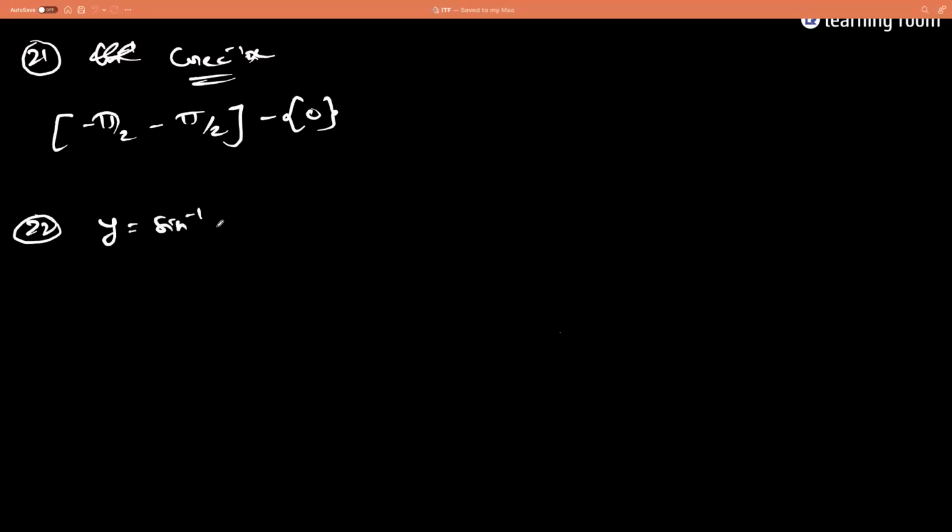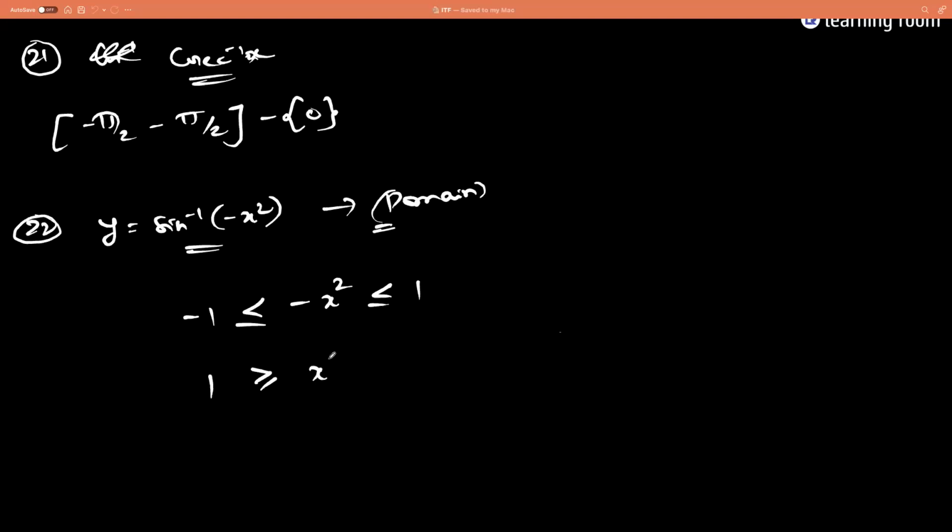22nd. Y is equal to sine inverse of minus x square, domain of this function. So what should I do? Minus x square should be less than or equal to 1, greater than or equal to minus 1. Am I right? Now, what should I do? How do I deal with the inequality? Multiply with minus 1 on both the sides. When I multiply with minus 1, the sign will change, so 1 will be greater than or equal to x square, and it is greater than or equal to minus 1. It's the same. Then x square is greater than or equal to minus 1, less than or equal to 1.